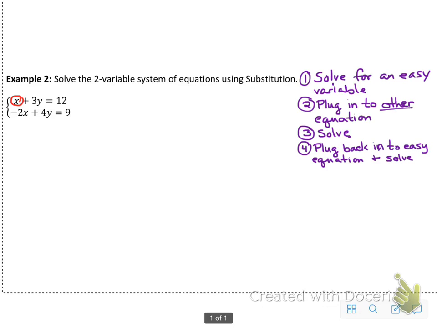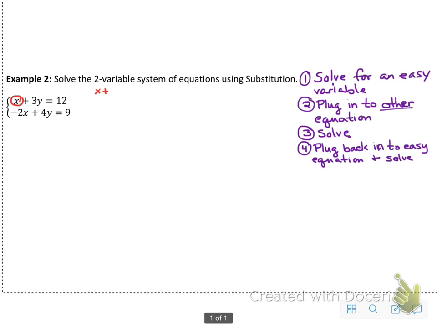That is my easy variable. That is easy because I'm not going to have to divide by anything. So that means I'm not dealing with fractions. Okay? If you want to deal with fractions, go pick a harder variable to deal with. I don't want to deal with fractions. And I know you probably don't want to either, so we're going to pick that one.